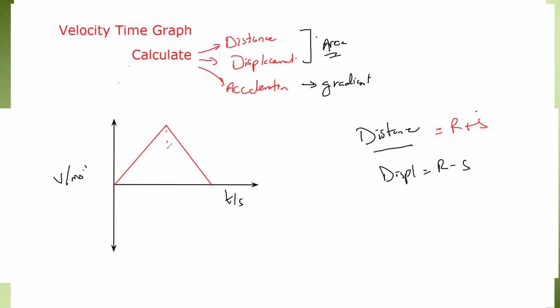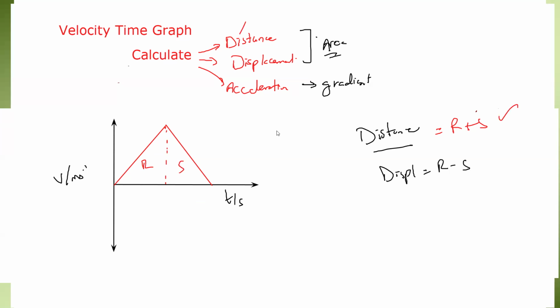The area of this part is R and the area of this part is S. How do we get the distance traveled? It will be R plus S. How do we get the displacement?